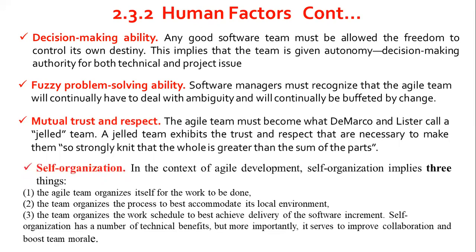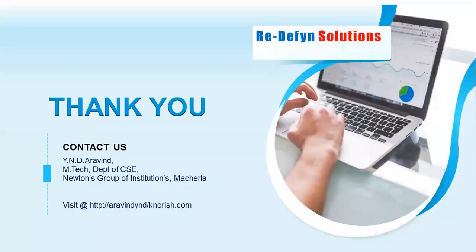Next, self-organization. In the context of agile development, self-organization implies three things. The agile team organizes itself for the work to be done. The team organizes the process to best accommodate its local environment. The team organizes the work schedule to best achieve delivery of the software increment. So here the self-organization has a number of technical benefits, but more importantly, it serves to improve collaboration and boost morale. That's all for now.